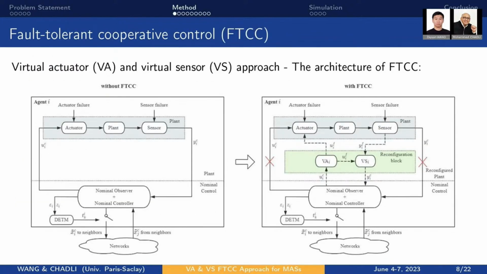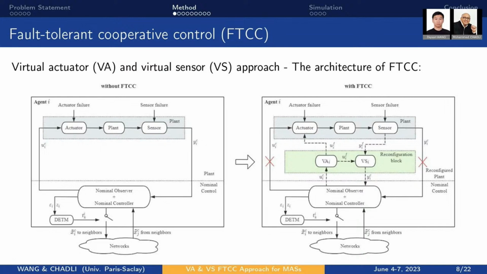And I'll present to you the method proposed in this paper of fault-tolerant cooperative control by using the virtual actuator and the virtual sensor approach. The VA and VS can actually compensate the fault effect without retuning the designed controller. This method is considered as a generalized approach of the pseudo-inverse technique, but can handle more general faults, including complete loss of effectiveness. Let's look at more details of the architecture of VA and VS.